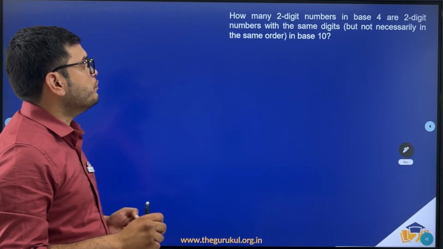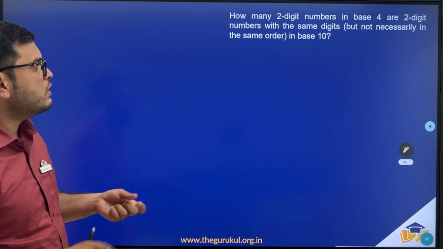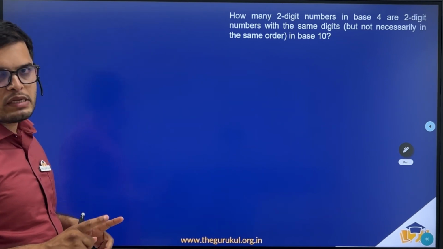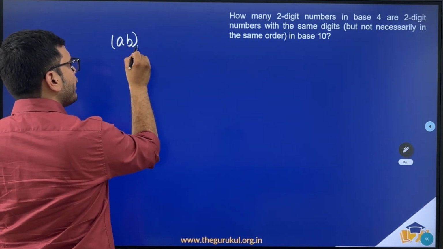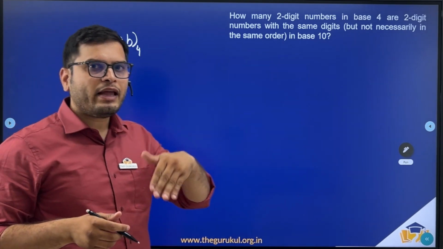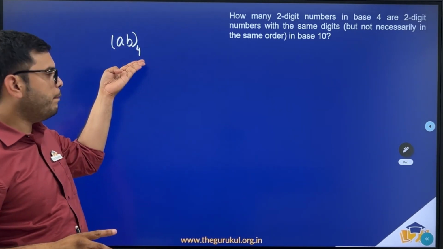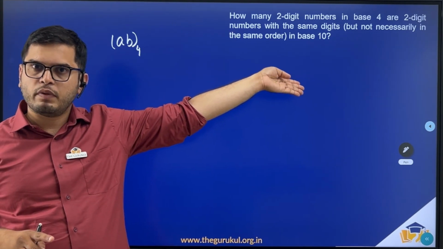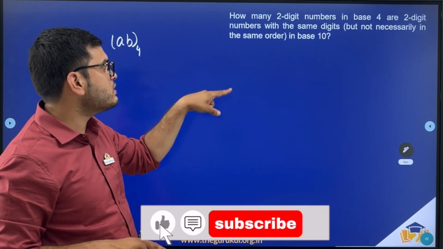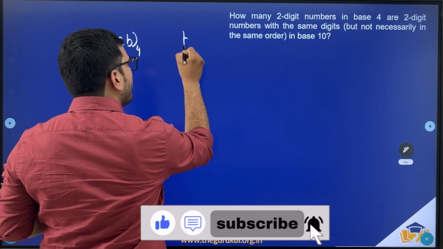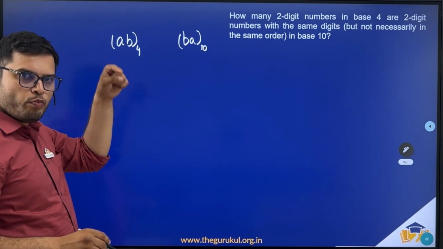Now coming to the fourth question: how many two-digit numbers in base 4 are two-digit numbers with the same digits but not necessarily in the same order in base 10? Now for example, if I consider a number AB in base 4, can that be AB in base 10? No, right? Because here you have base 4 and base 10. So given that they should have the same digits but not necessarily in the same order, this should be BA in base 10. Right. Now let's convert this to base 10.